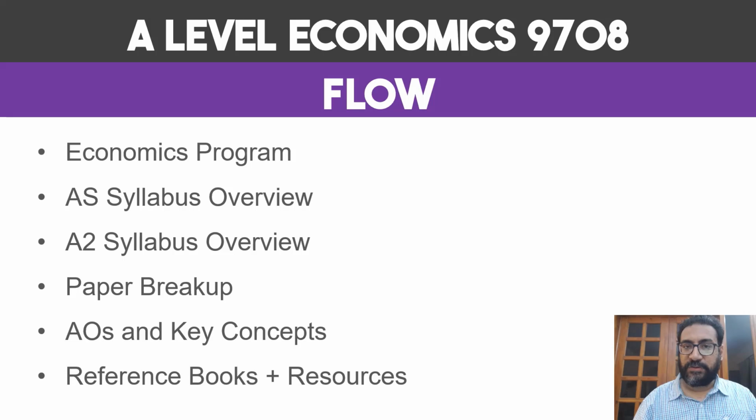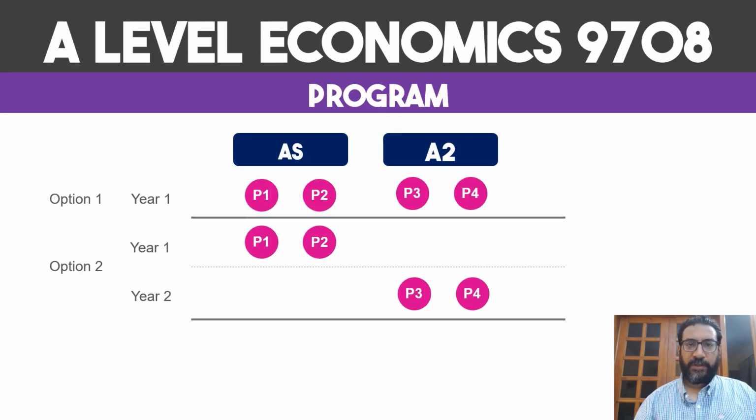Those of you who have chosen A-level economics, subject code 9708, are going to find this video extremely helpful, since it is going to give you an overall breakup of the syllabus, the routes to do your A-level program, the paper pattern, which is very important because the paper pattern was recently changed, and of course the assessment objectives and the key concepts behind the syllabus. This video is also going to give you a list of reference books and other references which you may find useful. Let's get started. So the question is, how do you do your A-level economics?